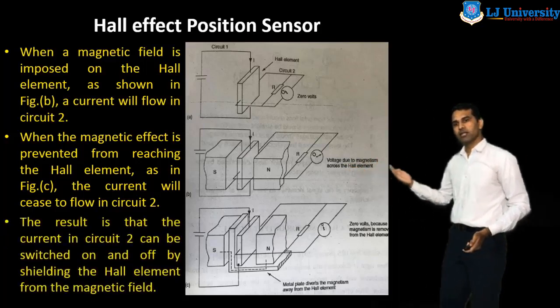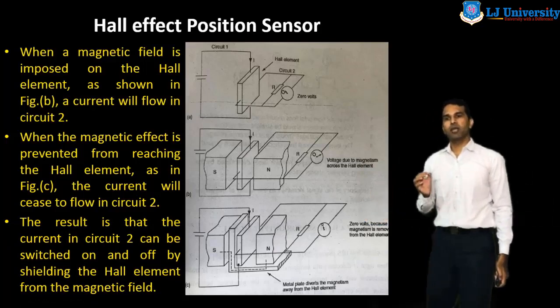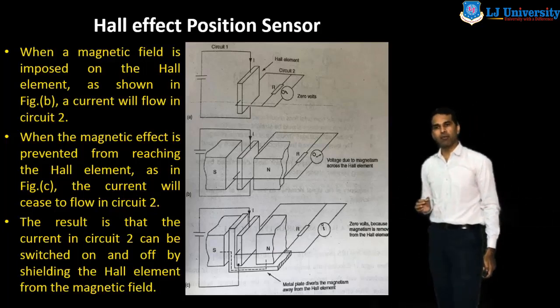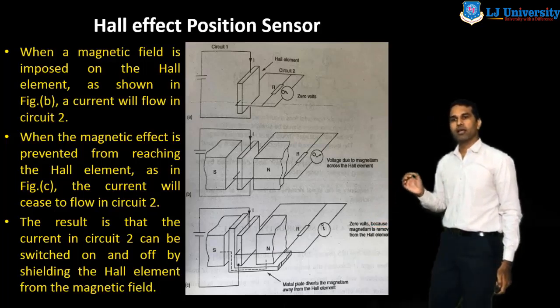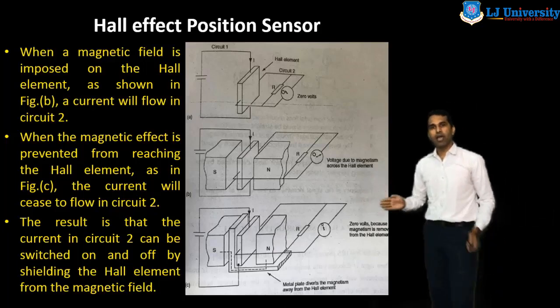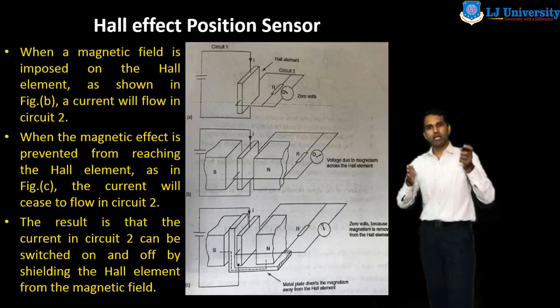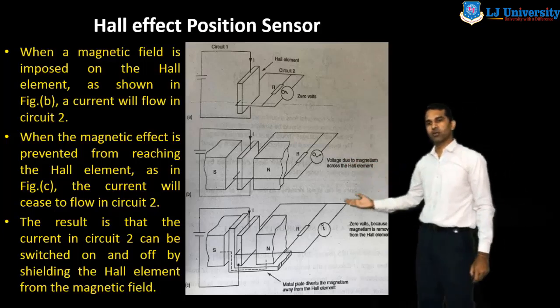Now we consider the third case, that means figure C. When the magnetic effect is prevented from reaching the Hall element, as shown in this figure C, the current will not flow in circuit 2. That means if we place any sheet in between the magnet and the circuit part, then there will be no voltage flow in circuit 2.